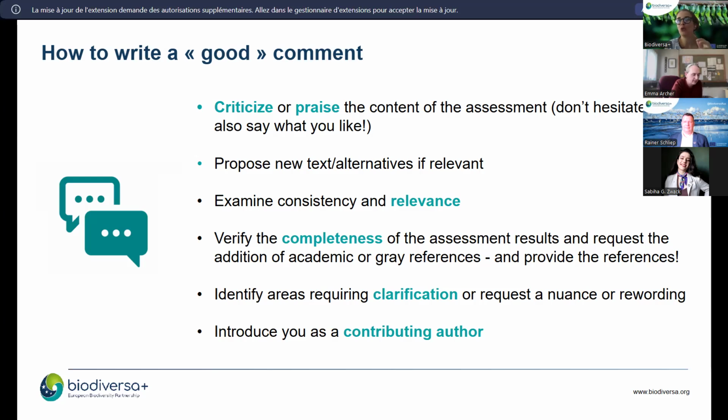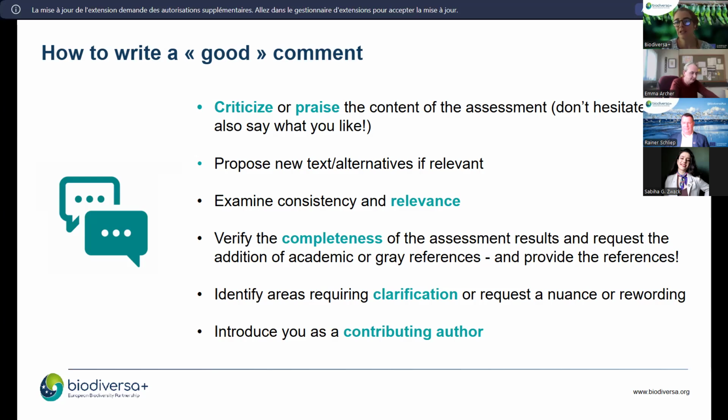Obviously, it's nice to criticize, but also to come up with solutions. So you can propose new text or alternatives if relevant. It's important to examine consistency and relevance. So for example, if you're an expert on coastal ecosystems and you're reviewing multiple chapters, you can also check that it's consistent between the chapters, because even though there are cross-cutting themes and teams working on it, it's difficult to keep track of possible redundancy between the chapters.